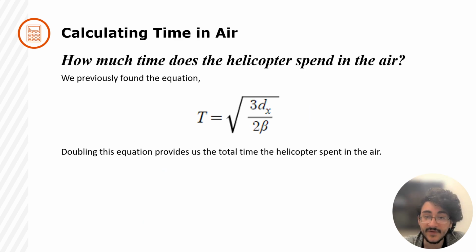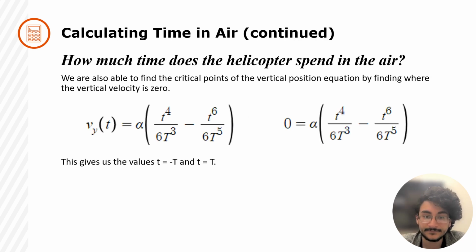A few slides ago, we found this equation, t equals the square root of 3 dx divided by 2 beta. To find the total time in the air, we can use this equation and double it, since it is only going to give us a negative or positive value and we want an absolute value. Another way to find how much time the helicopter spent in the air is by finding the critical points of the vertical velocity. This gives us the values negative t and t. We can just double the positive value of t because we want an absolute value.